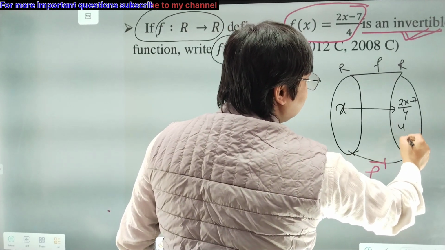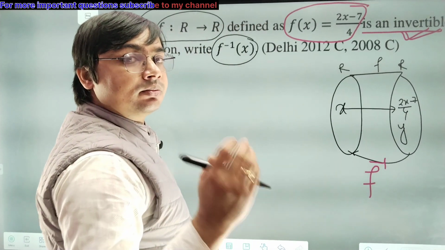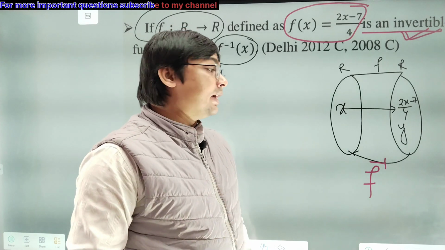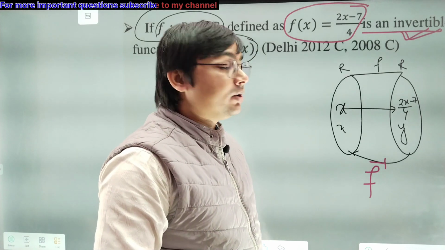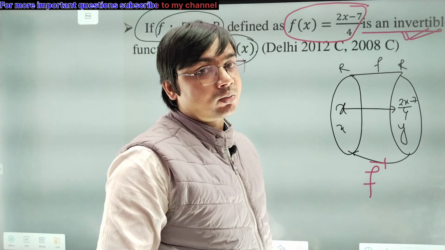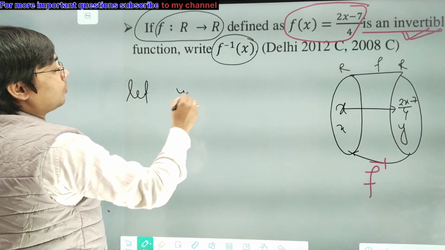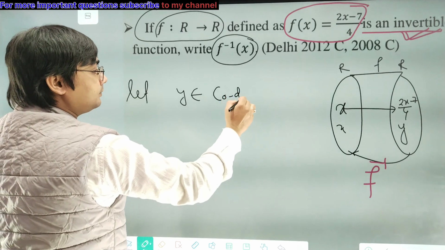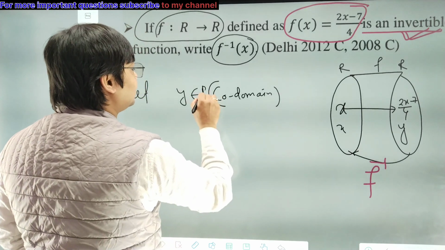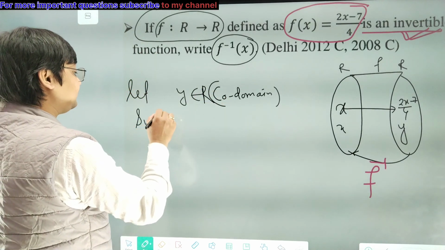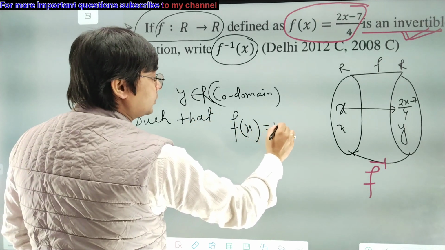If we choose any element in this codomain, since the function is invertible, that means there exists an element x such that f of x is equal to this y, because this function is one-one as well as onto. So for this case, we simply write: let y belong to this codomain R such that f of x equals y.